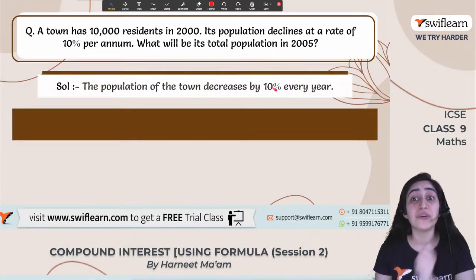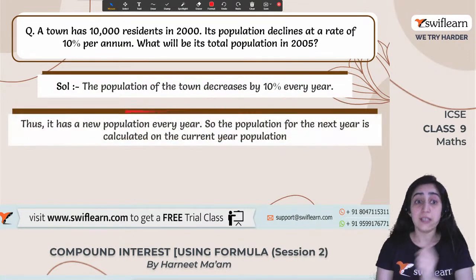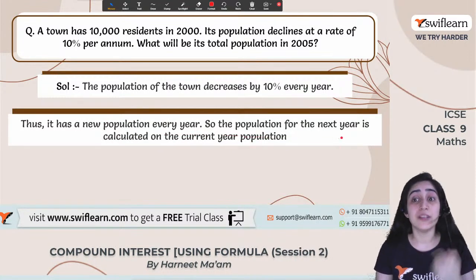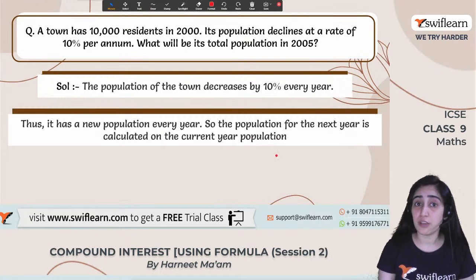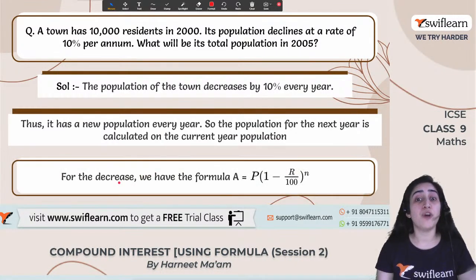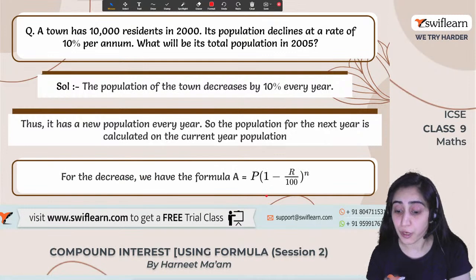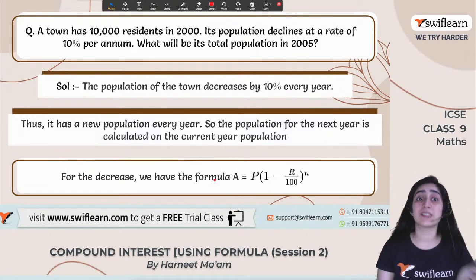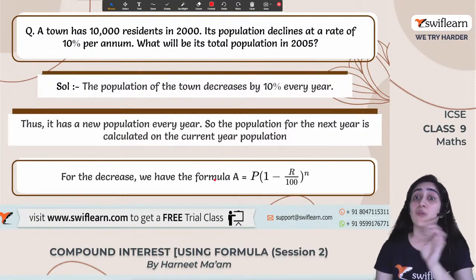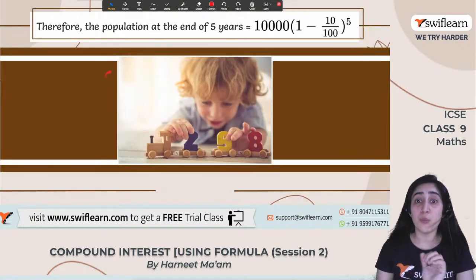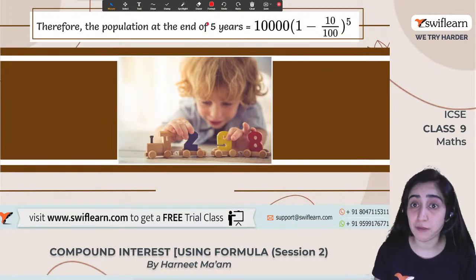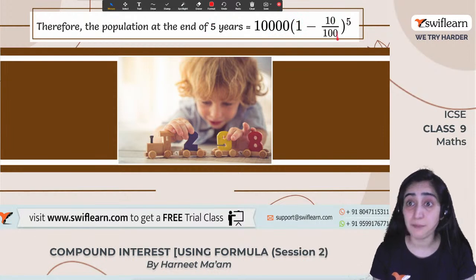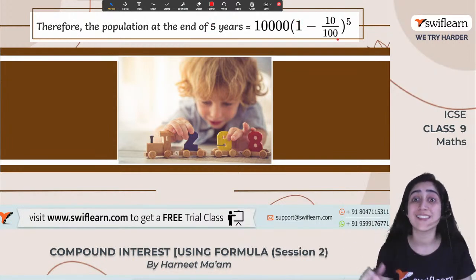Now it says it's decreasing 10% per annum. So now the new population of every year, we have to calculate the next year from the current year's population. Pretty easy with that. So since it's decreasing, I'll use the formula of negative. Simple as that. Now what is given? 10,000 is given, that is in 2000. They need to calculate for 2005. So when the problem is to calculate for 2005, that comes 10,000 bracket 1 minus rate of interest, that is 10 by 100, to the power of 5. This is how we'll write.